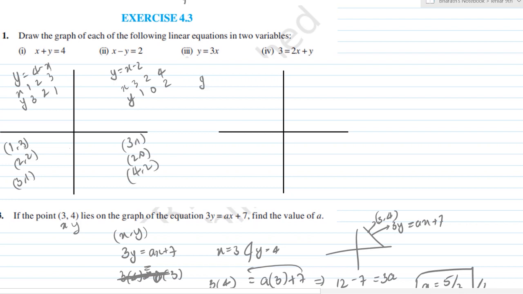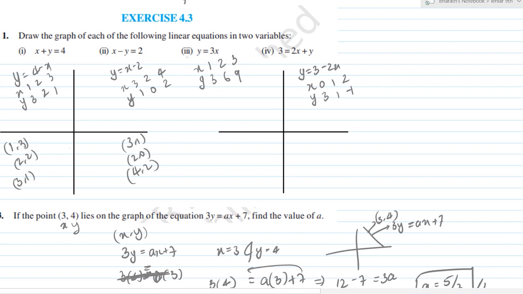Same way here, if x is equal to 1, y is equal to 3. If your x is equal to 2, y is equal to 6. If your x is equal to 3, y is equal to 9. Understood? And here y is equal to 3 minus 2x. Same way, if x is equal to 0, y is 3. If x is equal to 1, y is 1. If x is equal to 2, y is equal to minus 1.